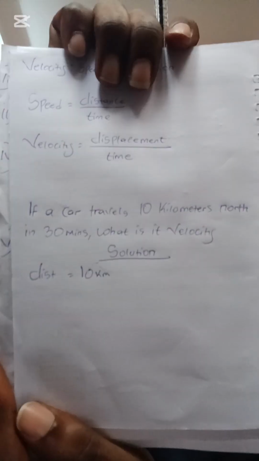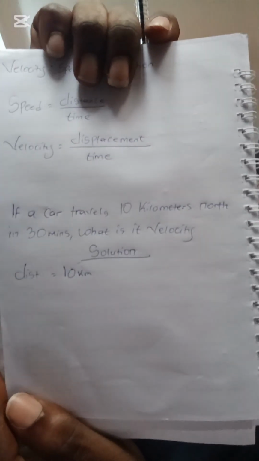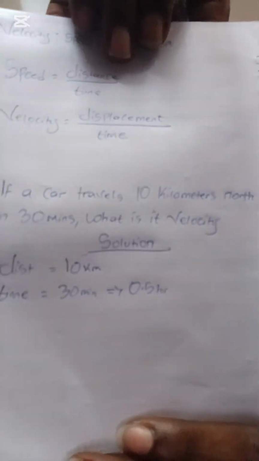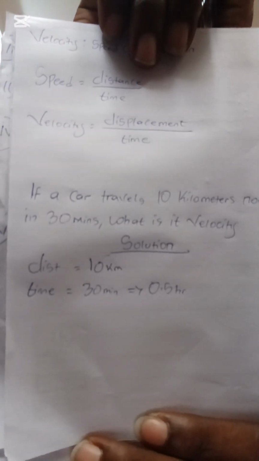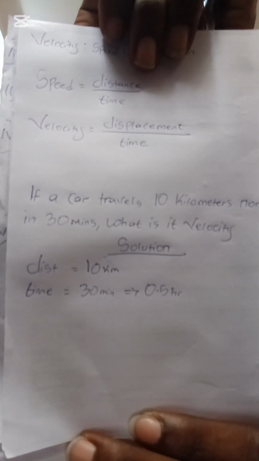Okay, so this is my book. So the first one, I think you can see my distance, 10 kilometer, and then I'm going to write for my time, which they gave us as 30 minutes, and it's the same thing as 0.5 hour. So you can see the 30 minutes is the same as 0.5 hour.